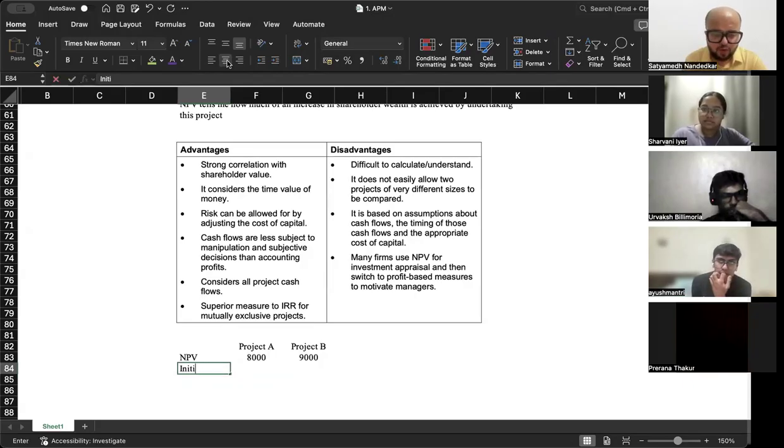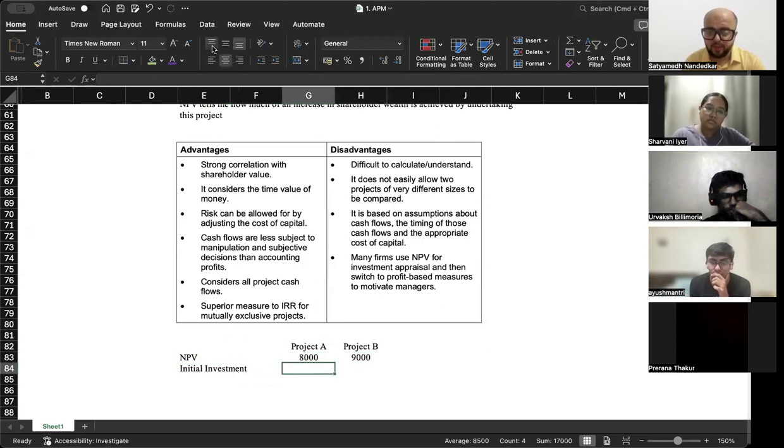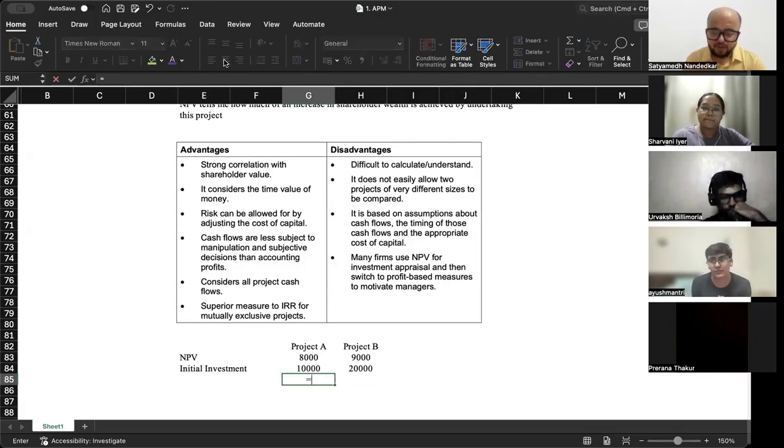Now, allow me to introduce one more variable. I talk about the initial investment made in the project. In project A, there was an initial investment of 10,000. In project B, there was an initial investment of 20,000. Now, when I give you this information, suddenly your perspective changes, right?